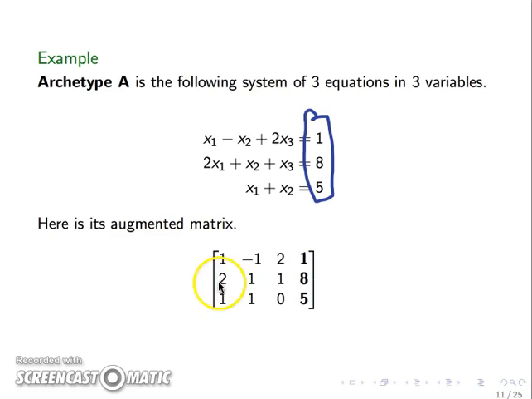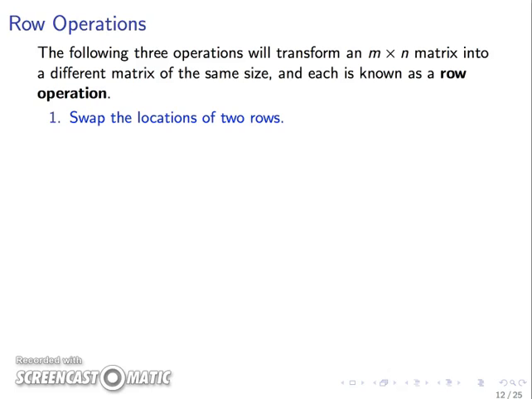This is now the augmented matrix. It has 3 rows and 4 columns. So the operations to be applied to the augmented matrix are the following. They are consistent with equation operations. Remember, the operations are the following.